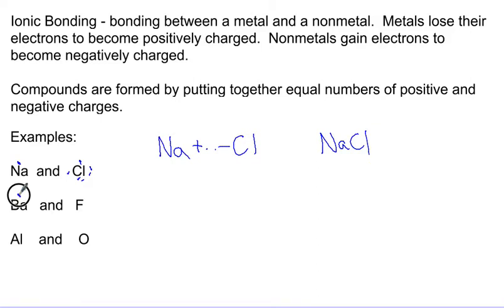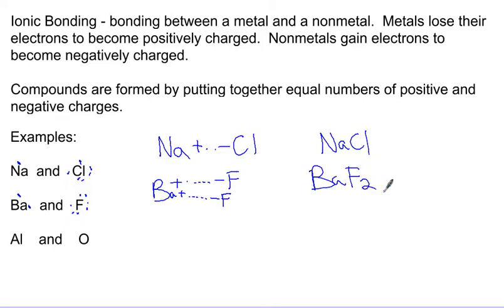For barium and fluorine, barium would have 2 valence electrons and fluorine has 7. So barium would make a 2 positive ion and fluorine would make a 1 negative. So barium's 1 positive goes with fluorine's 1 negative, but now I have an extra positive here, so I have to get another fluorine to pair that up with. So the formula would be BaF2.